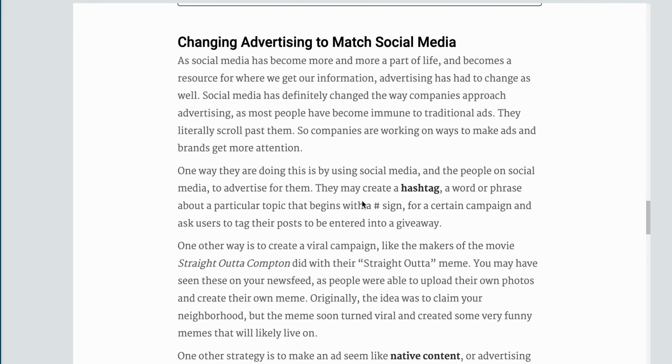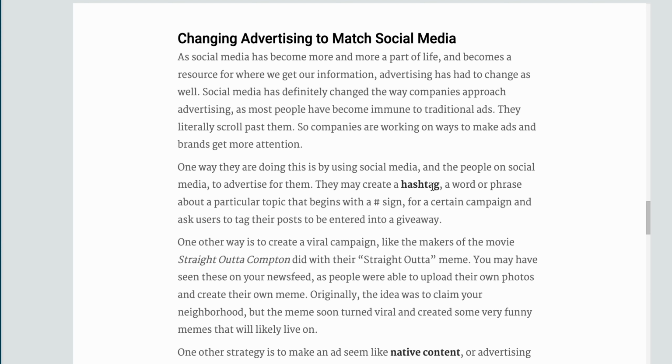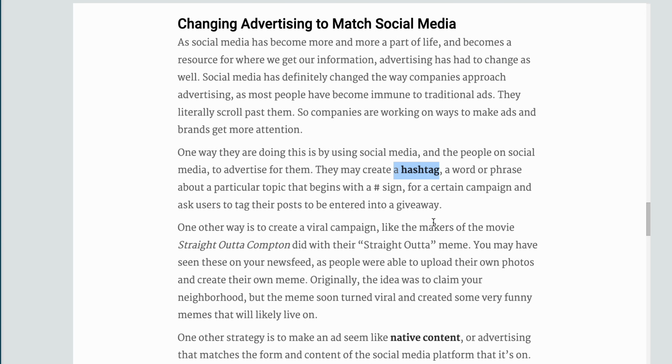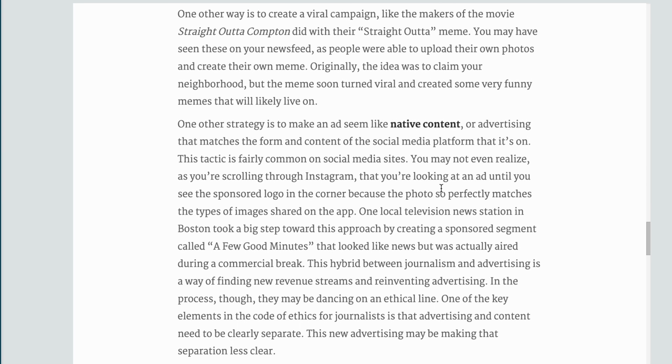Changing advertising to match social media. Of course, now we have hashtags, a word or phrase about a particular topic that begins with a hashtag sign for a certain campaign, and asks users to tag their posts and enter the giveaway. We have something called native content. It's important, and this is the new technique in advertising, in which they advertise something within content so that you won't feel that it is strange or separate from it.